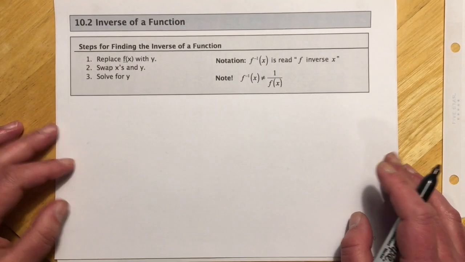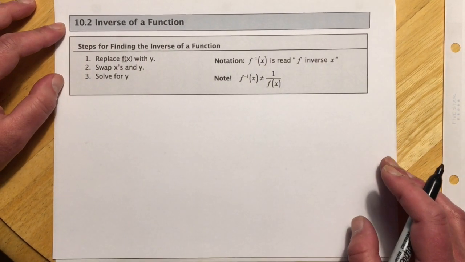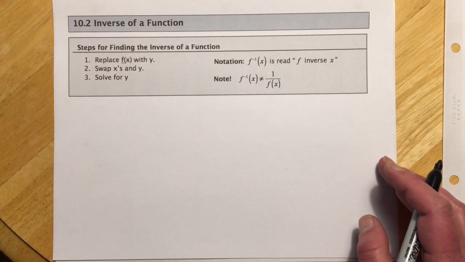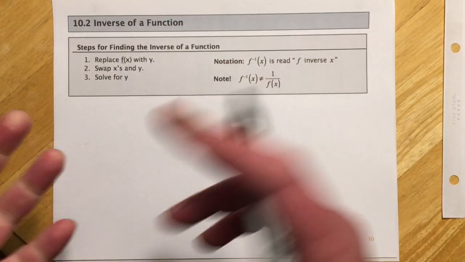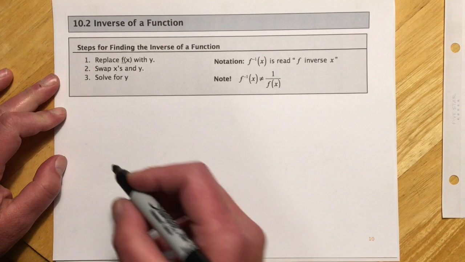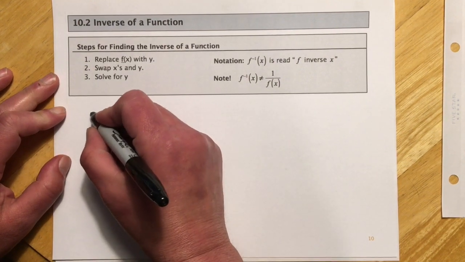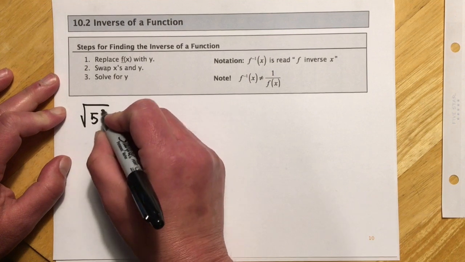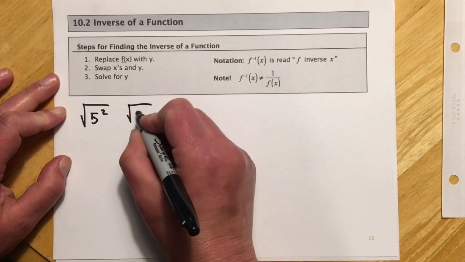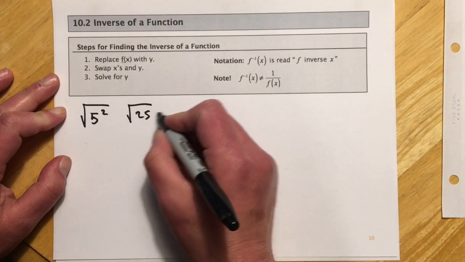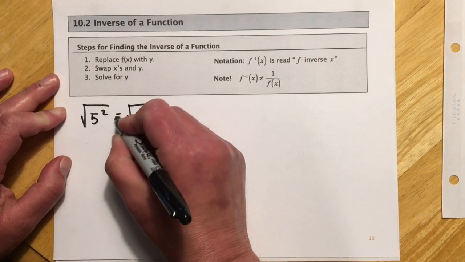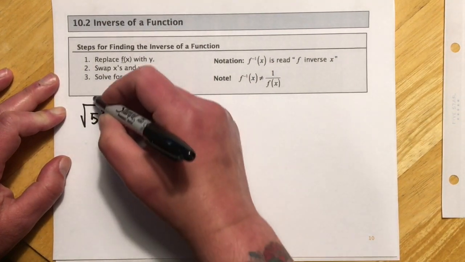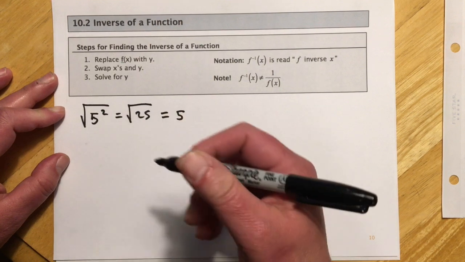Okay, 10.2, inverse of a function. So an inverse is two functions that sort of do and undo each other. An example would be, say I have 5 squared, square root. The 2 squares the 5 and makes it a 25. But then the square root takes it right back to being a 5. So that'd be an example of inverse functions.